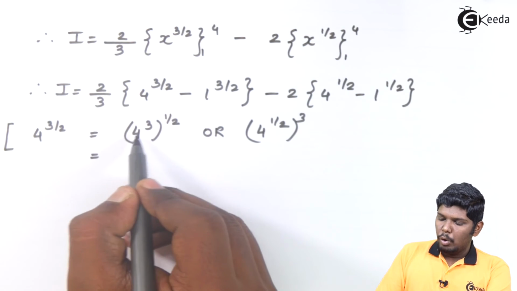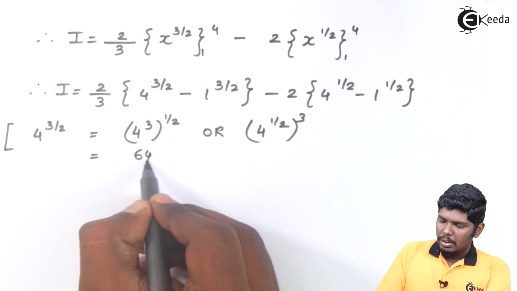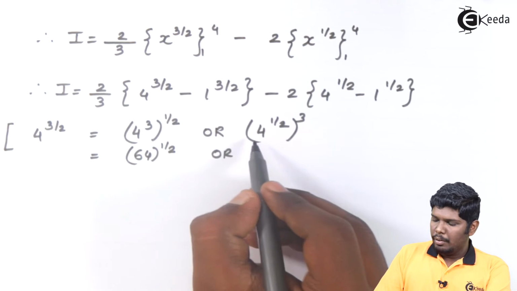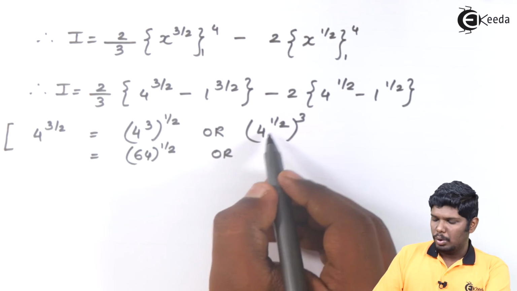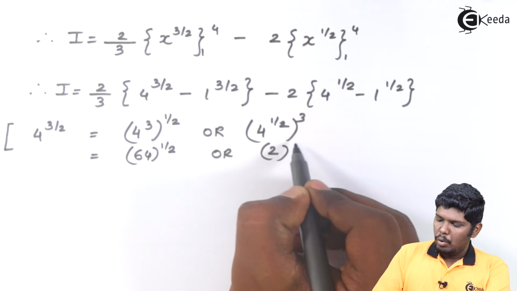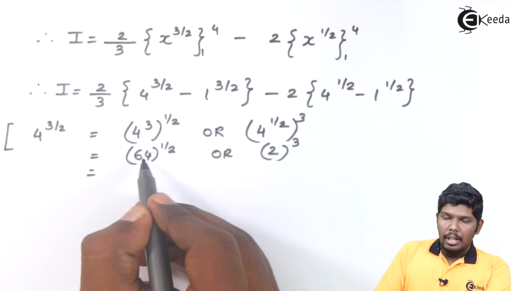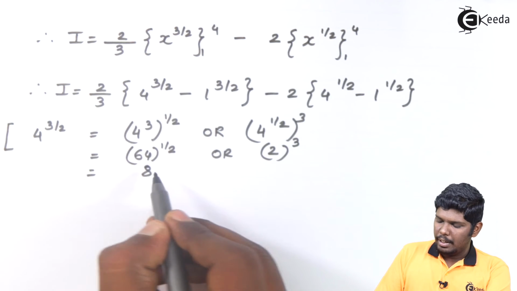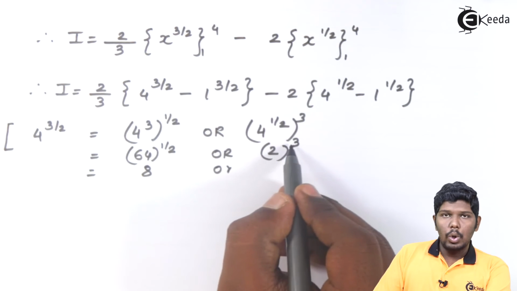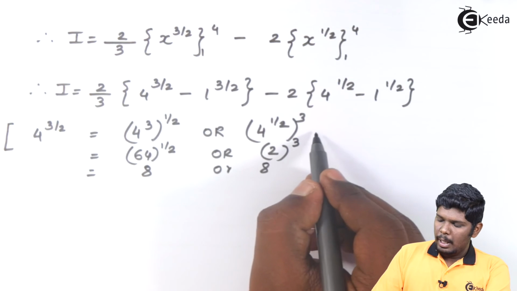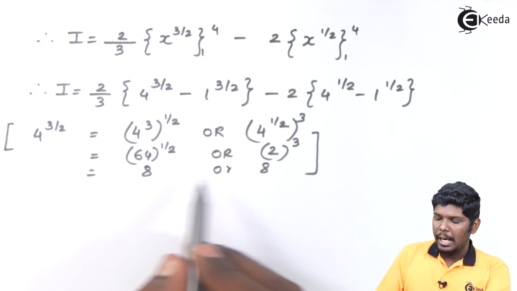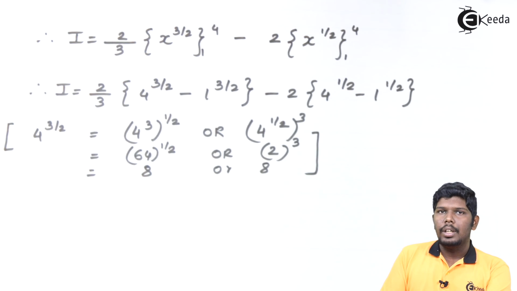Now we know that 4 cube is 64 raised to half, that is the square root of 64, which is 8. Or 4 raised to half means square root of 4, that is 2, and the whole cube, 2 cube, gives you 8 only. It means in both cases the value of 4 raised to 3 by 2 will be 8. It depends on you which way is easier for you.